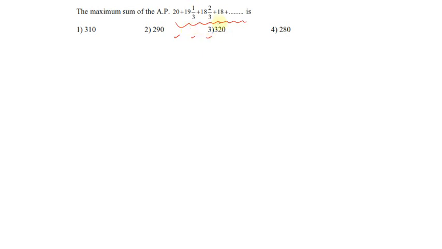Once you are getting negative terms, from there onwards the sum definitely will decrease. So to get the maximum, we should stop at positive values only. We have to calculate the sum of all positive values. Since we have to stop at positive values only, let me consider the last term Tn, which is positive. So Tn, a plus n minus 1 into d, should be greater than or equal to 0.